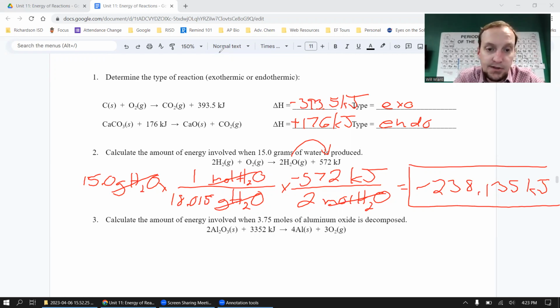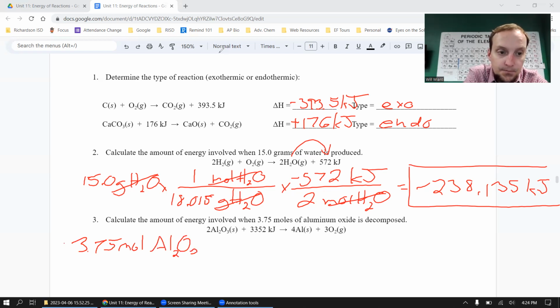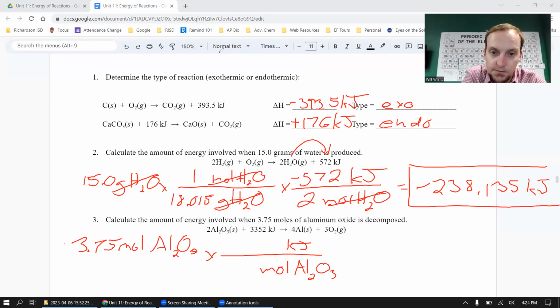Last one, we have to calculate the amount of energy involved when 3.75 moles of aluminum oxide is decomposed. Again, as you guys know, decomposed just refers to a decomposition reaction. It's not anything to worry about. What I am going to do is take my 3.75 moles of aluminum oxide, which is Al2O3. That's supposed to be a 3. Let me try to fix that. Then I'm going to take my moles of Al2O3, and we want how much energy. Since we're already in moles, I could go directly into kilojoules, unlike number 2.